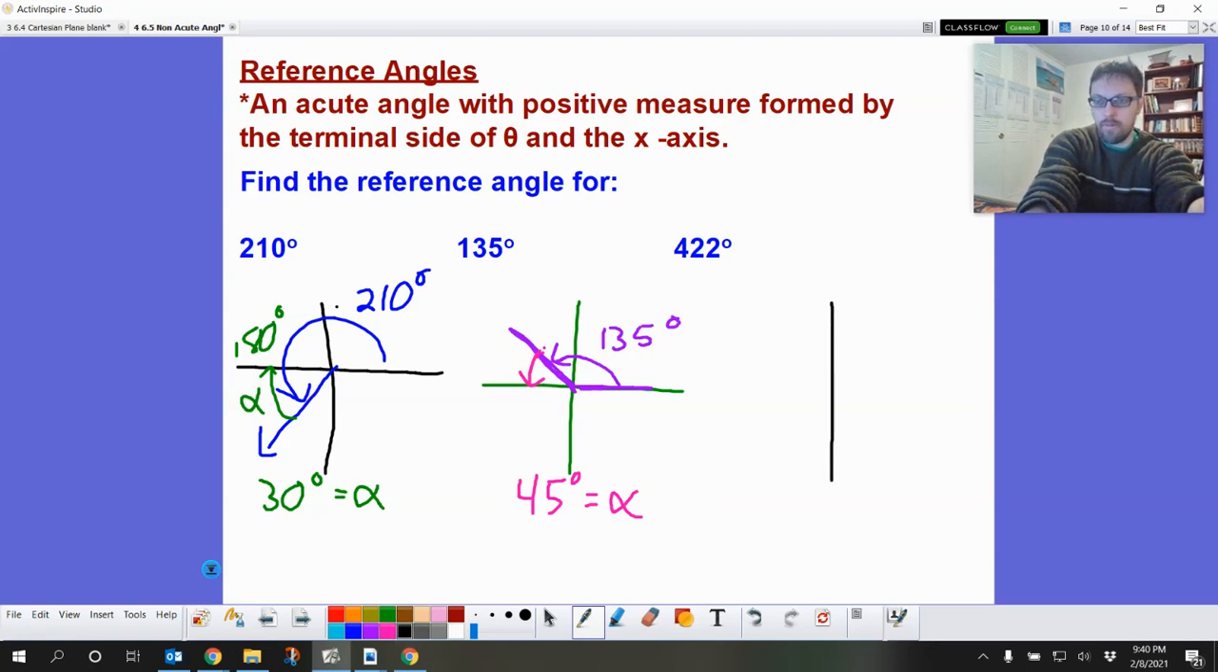422 degrees, my goodness. So that's gone all the way around and then another 62 degrees. So it's somewhere there. So there's our 422-degree measure.